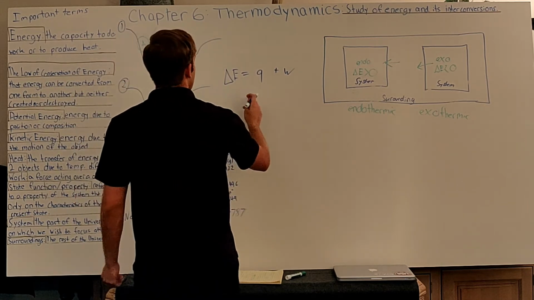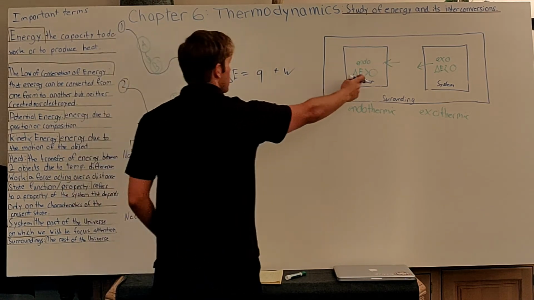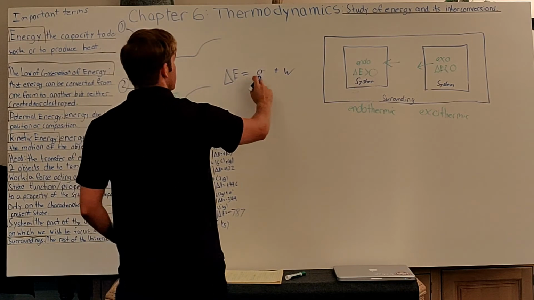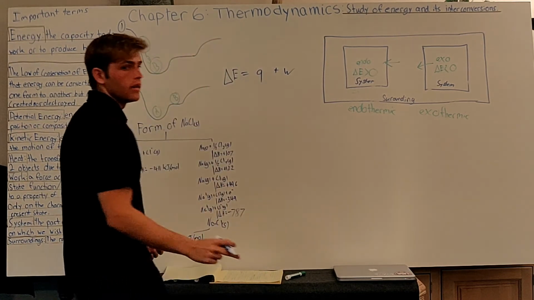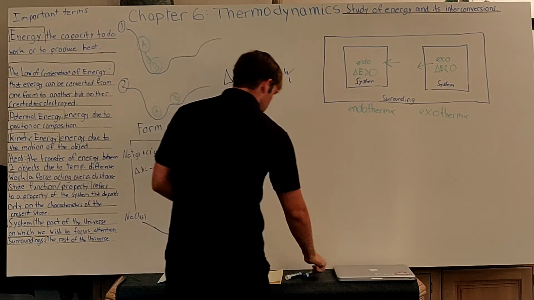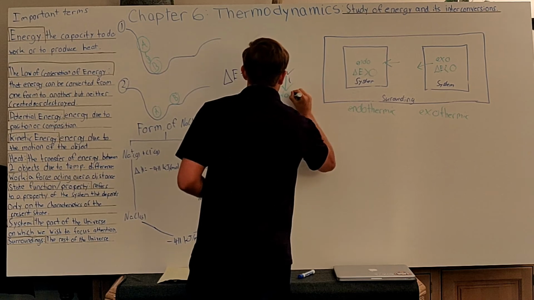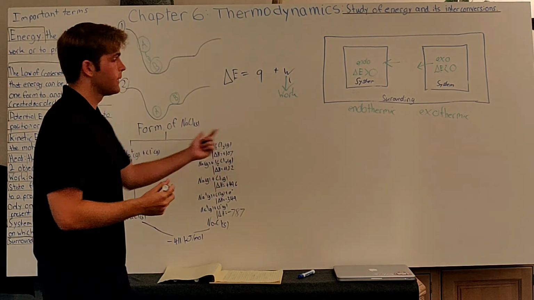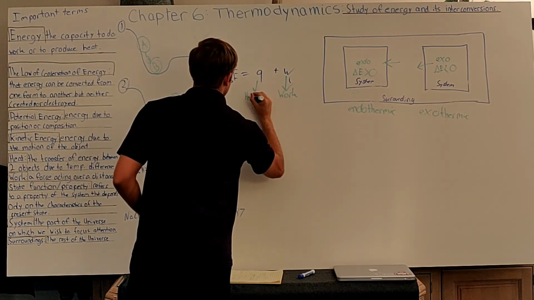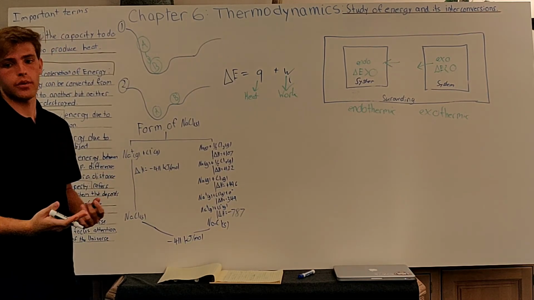So, the change of E, the internal energy, so in here is the internal energy in the system. The change of E equals Q plus W. Now, W in this is work, and the Q represents heat. So it's a pretty straightforward equation.